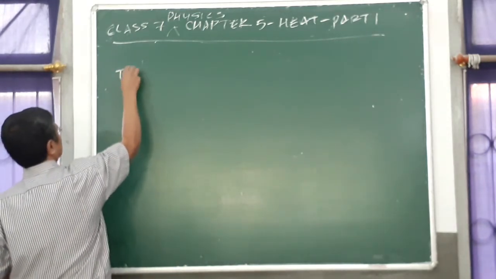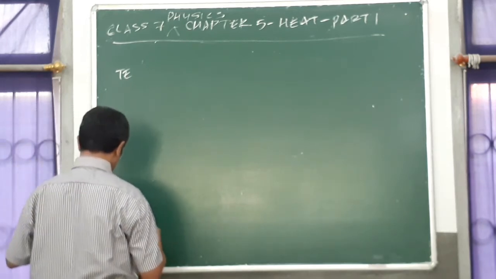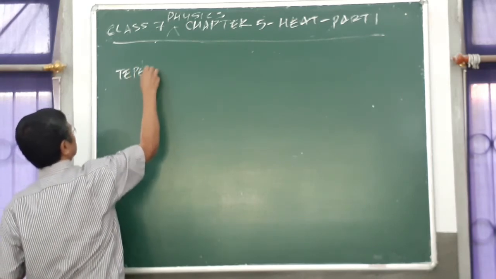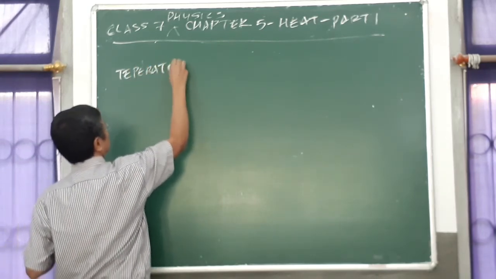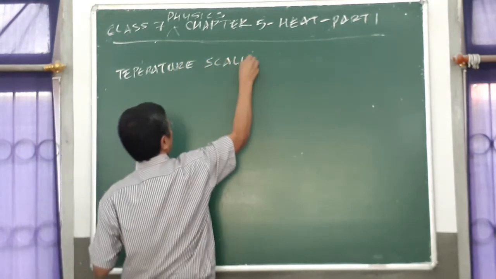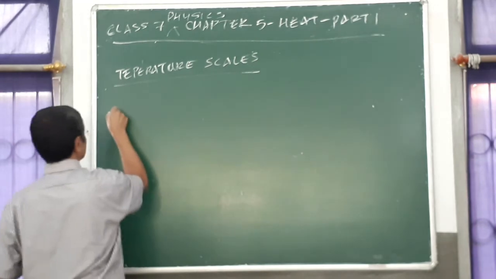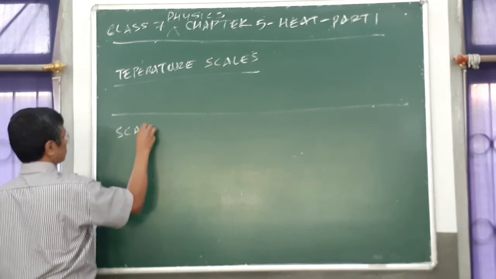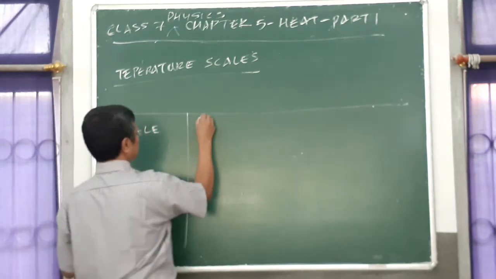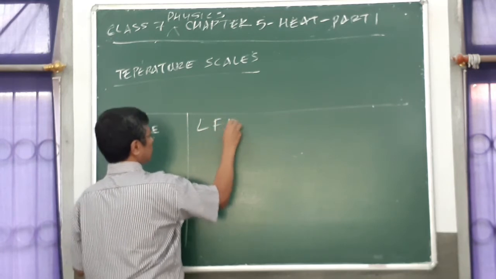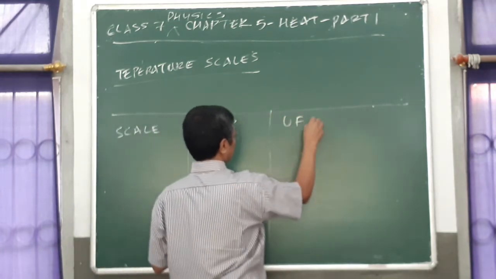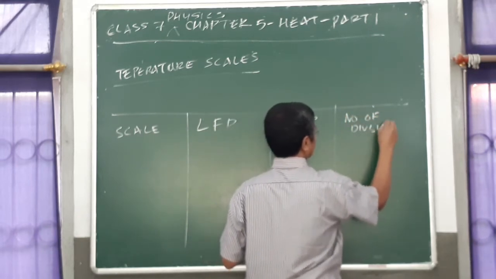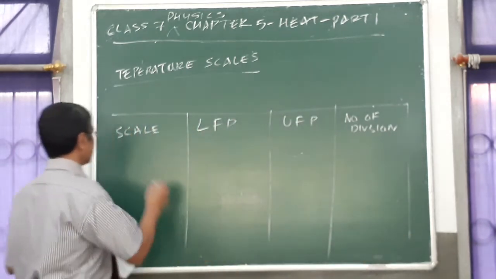Now, as I said before, there are different scales for measurement. These are the temperature scales, and I will represent this in a table. In the first case, I will mark the scale, then the lower fixed point, then the upper fixed point, and the number of divisions that the interval between the upper and lower fixed points is divided into.